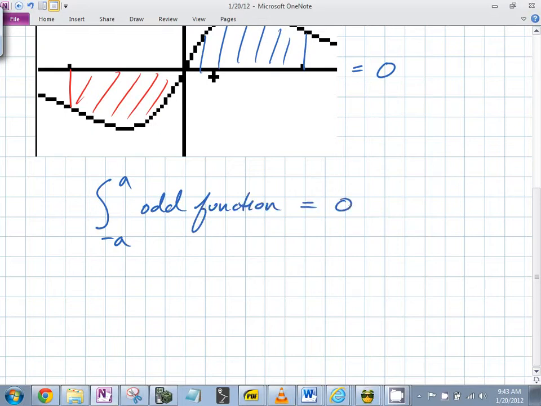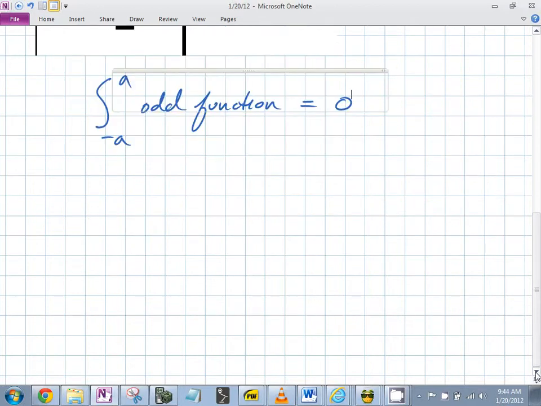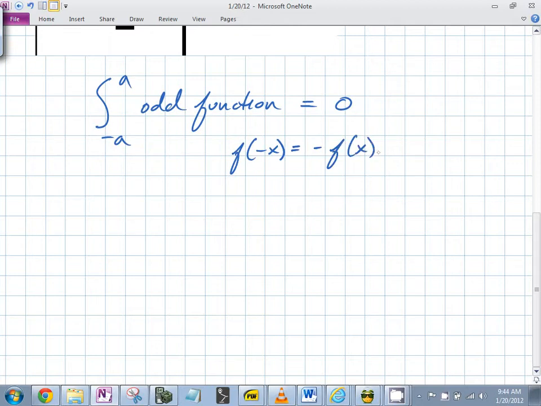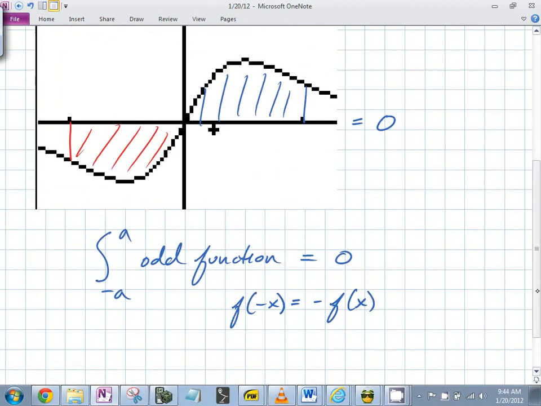Does anybody know why that's true? Because it reflects over the origin. Yeah, so what is the definition of an odd function? F of negative x is equal to what? No, negative f of x, right? So for every little rectangle, say, for example, right here, there's the exact same one going below the x-axis right there. It nukes itself out. Does that make sense?